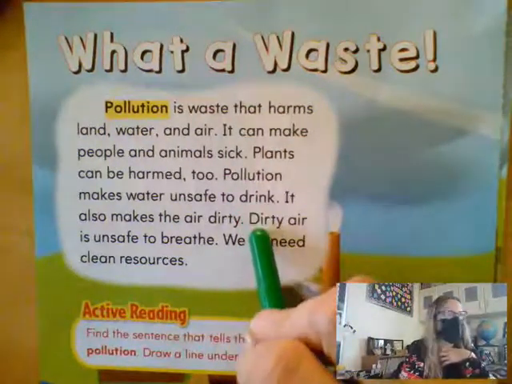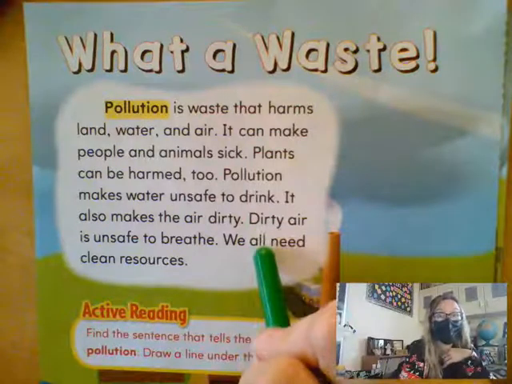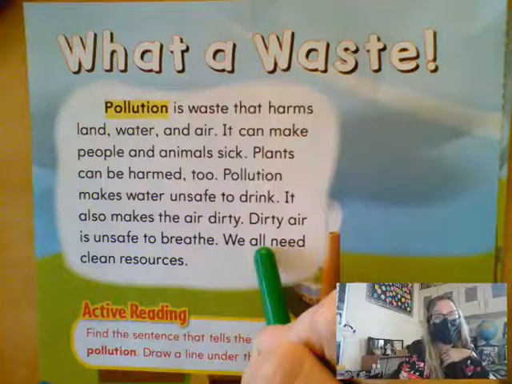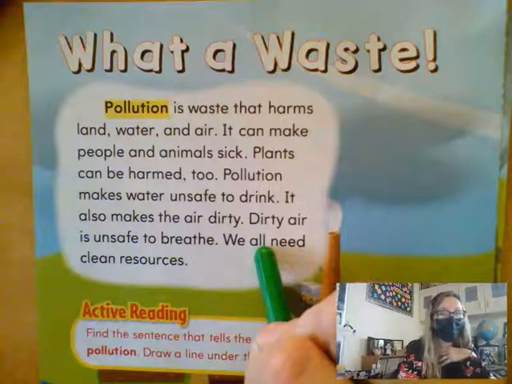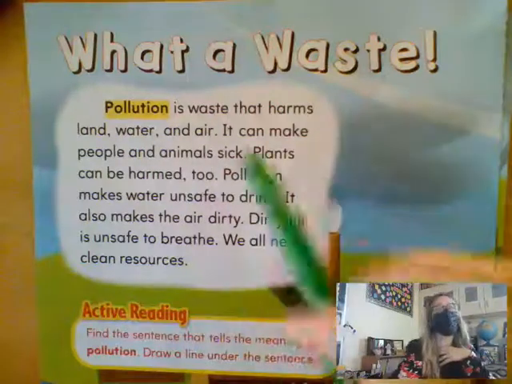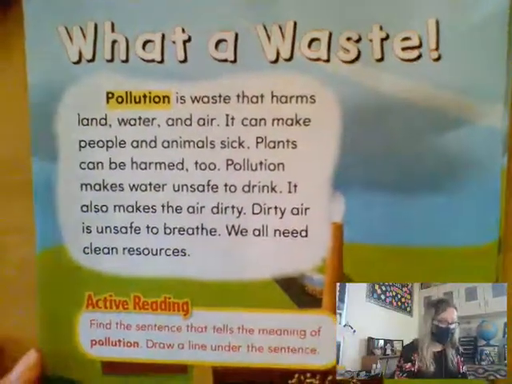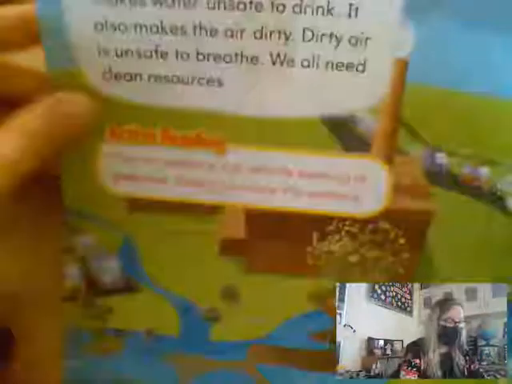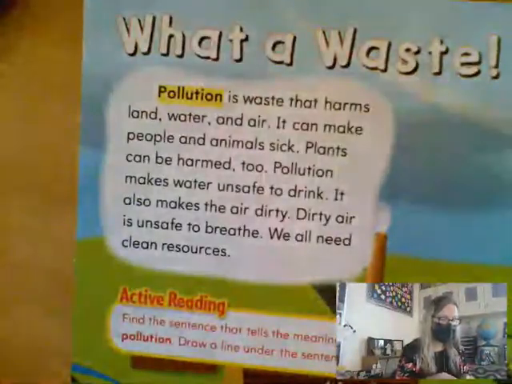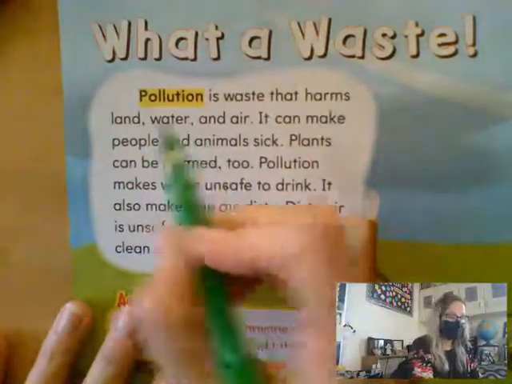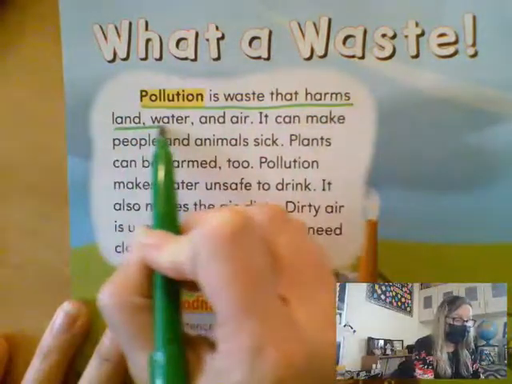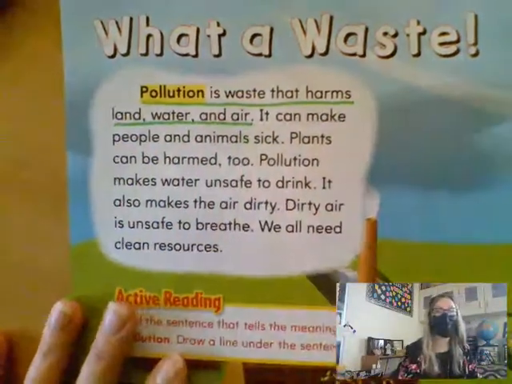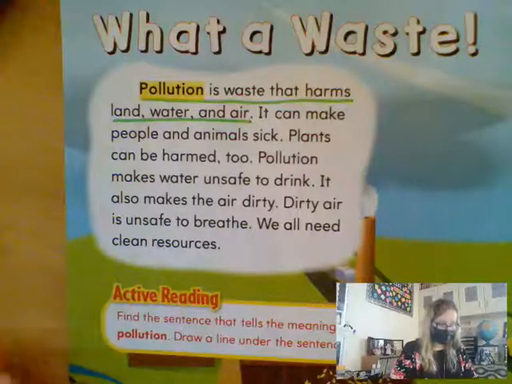It also makes the air dirty. Dirty air is unsafe to breathe. We all need clean resources. We need clean water. We need clean air, right? But pollution causes harm to our air and our land and our water and our animals. It says, find the sentence that tells the meaning of pollution and draw a line under the sentence. It's this very first sentence here. Pollution is waste that harms land, water, and air. So you want to underline that sentence. Okay?